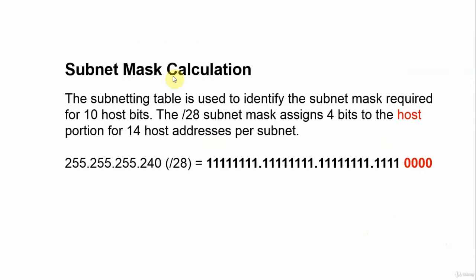So the subnet mask calculation. With the subnetting table, we've gone through to identify the mask required for 10 host bits. That's /28. So 4 bits are assigned to the host because there's 8 bits in an octet, and the other 4 are assigned to subnetting. That's shown right there. There's the host bits in red, and the 4 bits are what's left over from the 4th octet for subnetting. And I can get up to 14 hosts, so that's within the requirement for 10 hosts, so that's fine. It's /28.